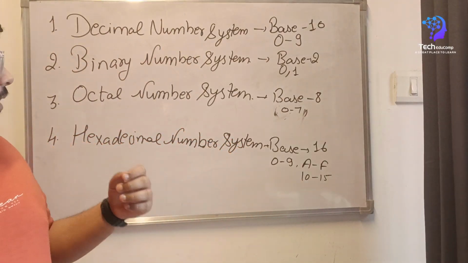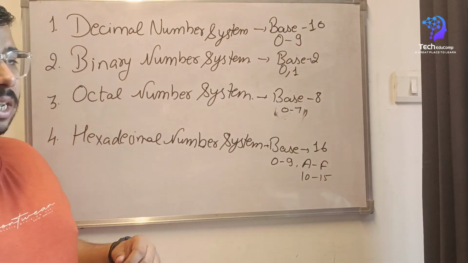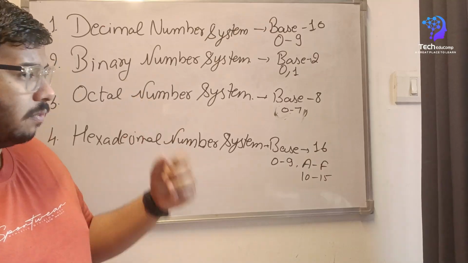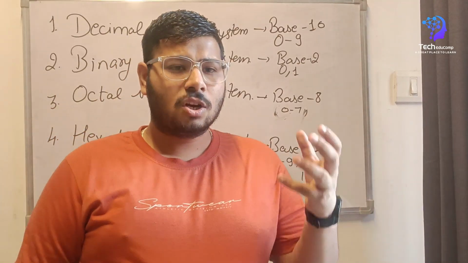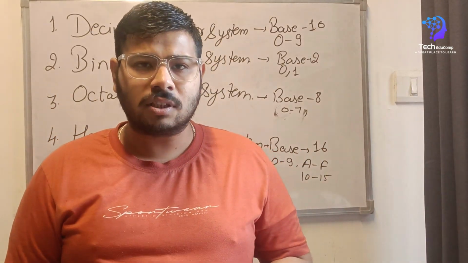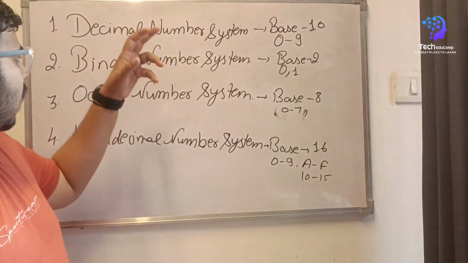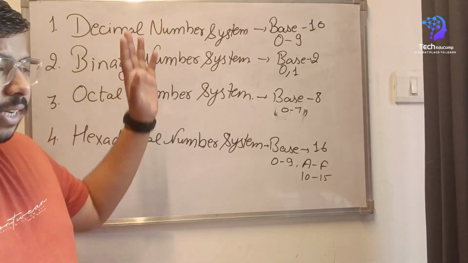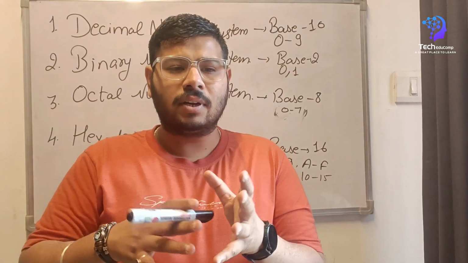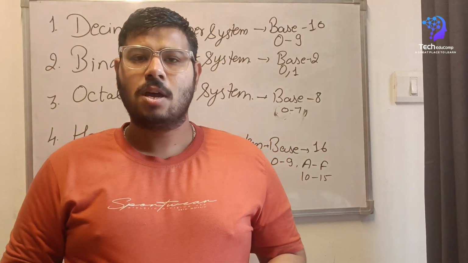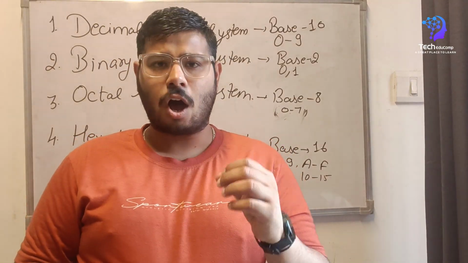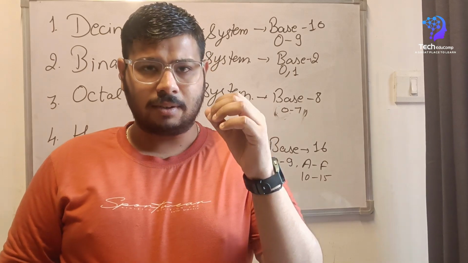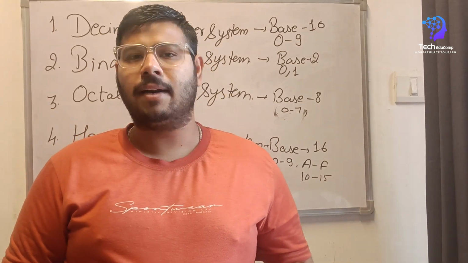First of all, we will see how to do conversion of specific numbers, like decimal to binary, binary to decimal, decimal to octal, and octal to decimal. So first, let's check how we can convert decimal to binary and binary to decimal.